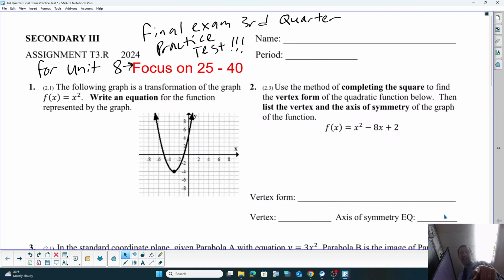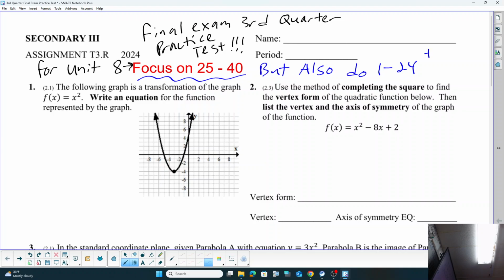If you're about to take the Unit 8 test, maybe you're using this for more study material for Unit 8 so you don't have to take the final. Then focus on 25 through 40. But also do 1 through 24 to prepare for the final exam, the third quarter final exam.